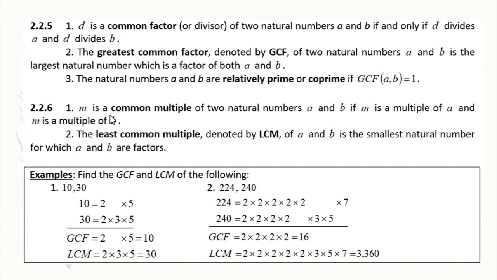Okay, next. M is the common multiple of two natural numbers A and B if M is a multiple of A and M is a multiple of B. So, common multiple si M, kung multiple siya ni A, multiple po siya ni B. And we have the least common multiple, denoted by LCM of A and B, is the smallest natural number for which A and B are factors. So, ang LCM ay pinakagamay nga common nila nga multiple ni A o ni B.